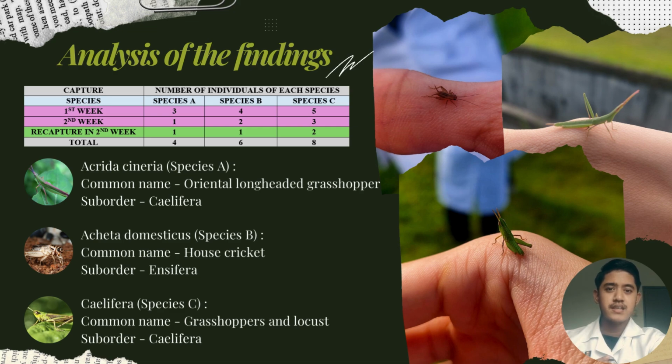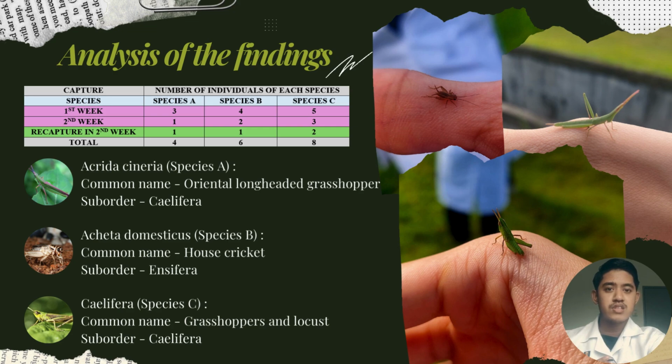First species is Acrida cinerea, commonly known as the oriental long-headed grasshopper, belonging to the suborder of Caelifera. This species is recognized for its elongated body and long slender antenna. The coloration of Acrida cinerea can vary, typically presenting shades of green or brown, providing excellent camouflage among grasses and plants. Acrida cinerea prefer grassy area and open field environment that allow it to blend seamlessly with its surrounding.